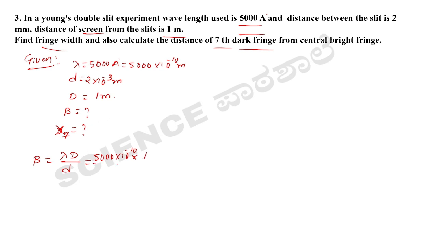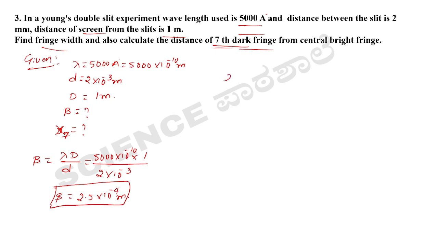1 meter divided by small d is 2 into 10 raised to minus 3. So if you solve this, you will get beta is equal to 2.5 into 10 raised to minus 4 meter. This is the value of beta. Then what we have to calculate? Distance of nth dark fringe from the central bright fringe.